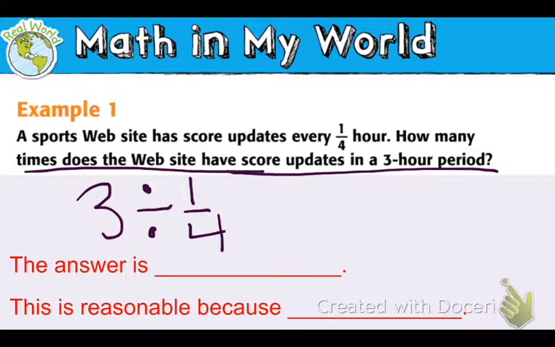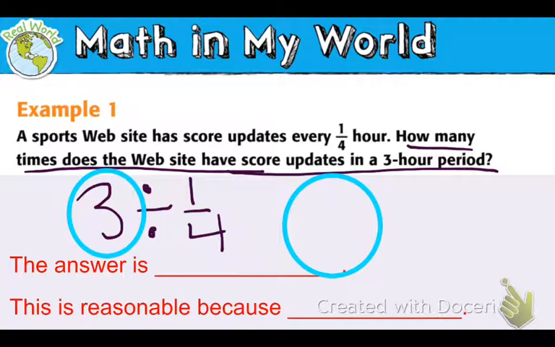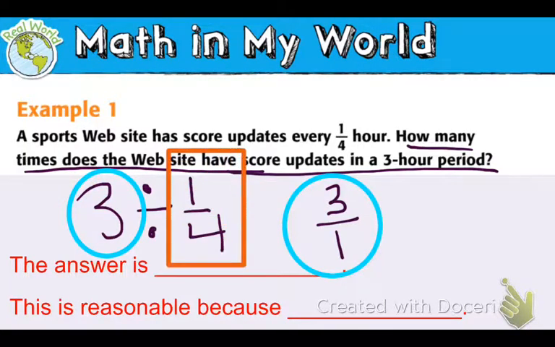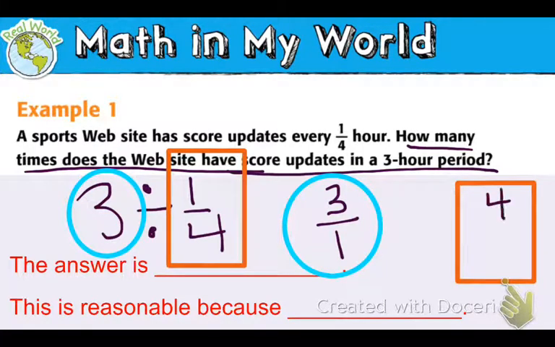Well, I know step 1. Step 1 is to create a fraction. I'm going to change this 3 into a fraction by putting it over 1. Step 2 is the right reciprocal. The fraction on the right is 1/4. I'm going to go ahead and do the reciprocal. I'm going to put the 4 on the top as the numerator, and the 1 becomes the denominator.